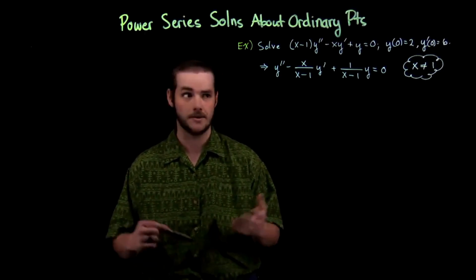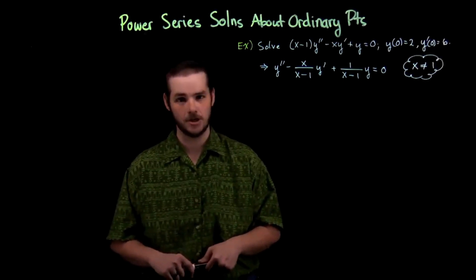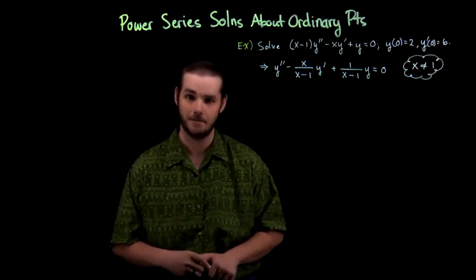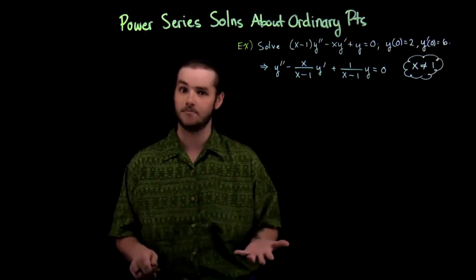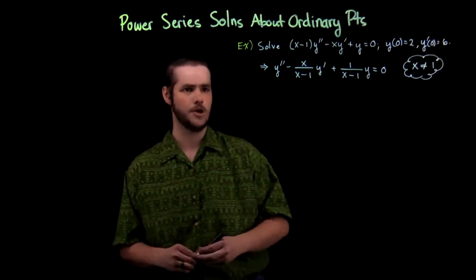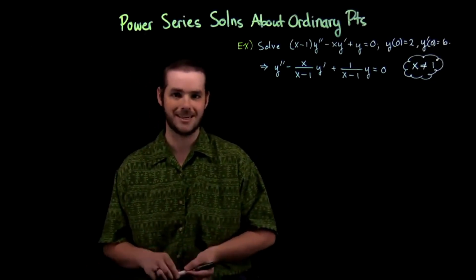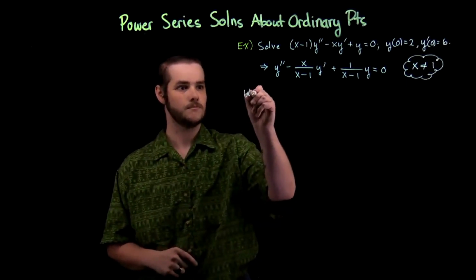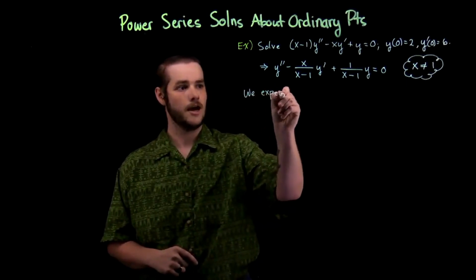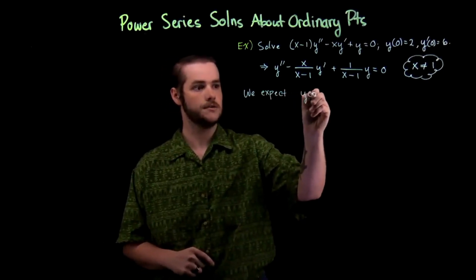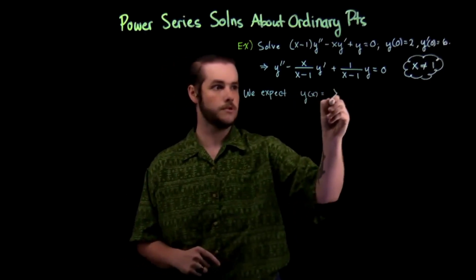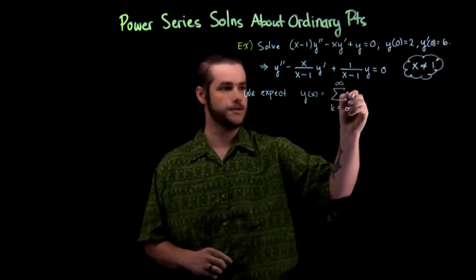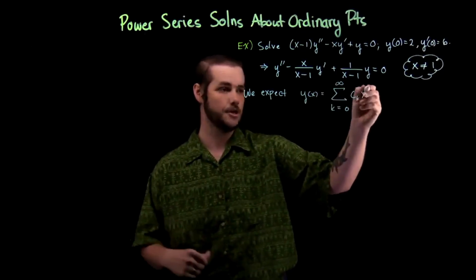However, we can do it at basically any other point because these functions are actually infinitely times differentiable, and they're always continuous outside of the point 1. So let's take an easy point, 0. So we want to find a power series solution centered at 0. That is, we expect our solution, y of x, to have the form, the sum from 0 to infinity of c k times x minus 0 to the k power.